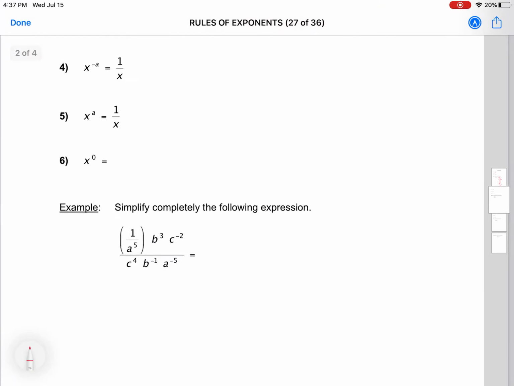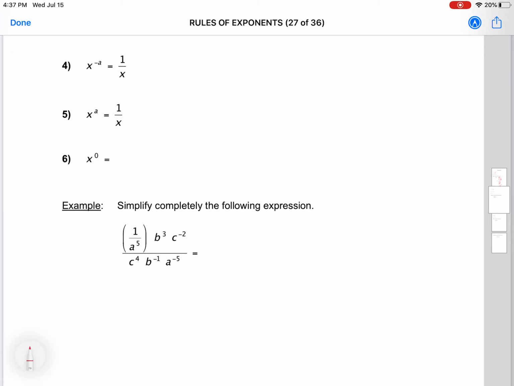On to the next 3 rules, which will involve some negative exponents. x to the minus a is known to be the same as 1 over x to the a. Conversely, x to the a is 1 over x to the minus a. And I think we all know that x to the 0 is equal to 1.